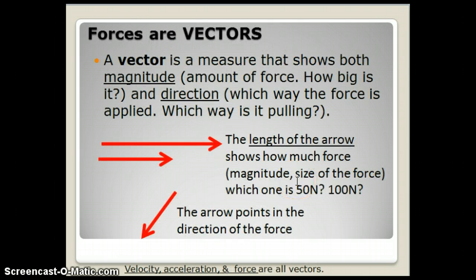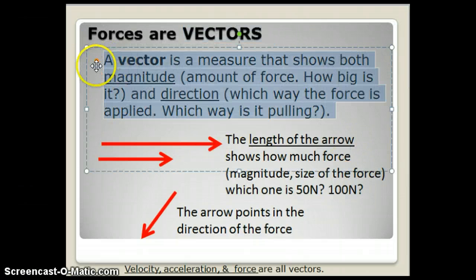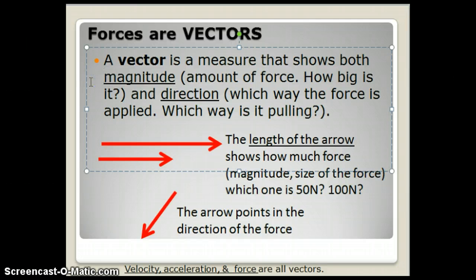Okay, here is the last slide that I'm going to go over. I'm trying to keep this under 10 minutes. Forces are vectors. Okay, it's very important for you to understand what a vector is. A vector is a measure that shows both magnitude, which is the amount of force or how big it is, and the direction, which is the way the force is applied, or which way it is pulling. Okay, so magnitude and direction. Magnitude is size, direction is which way it's pulling.